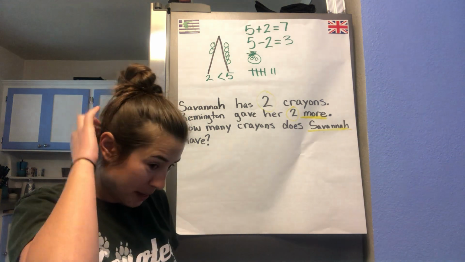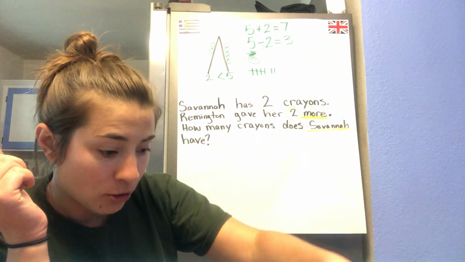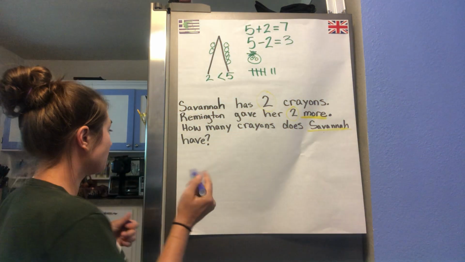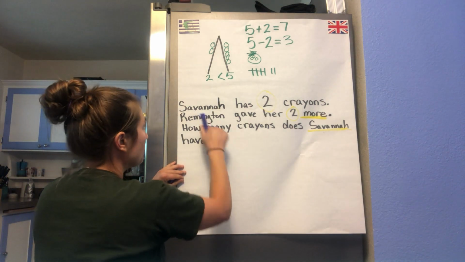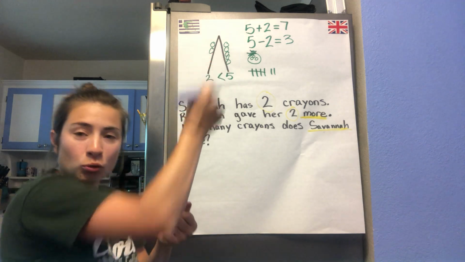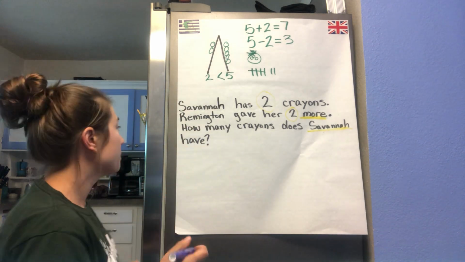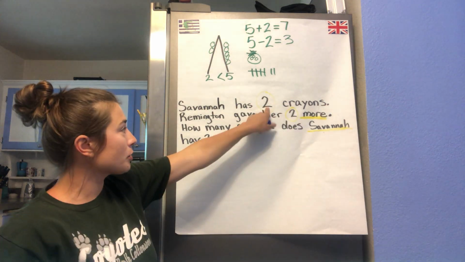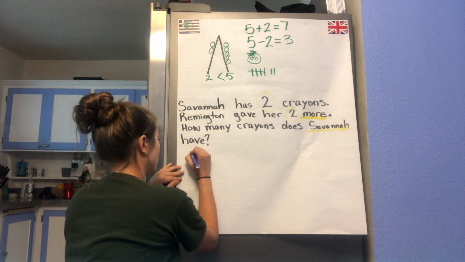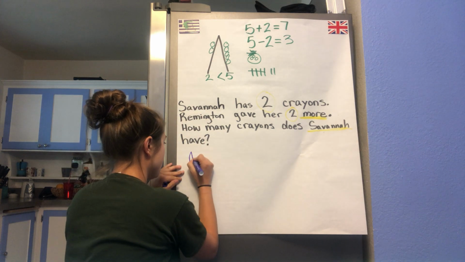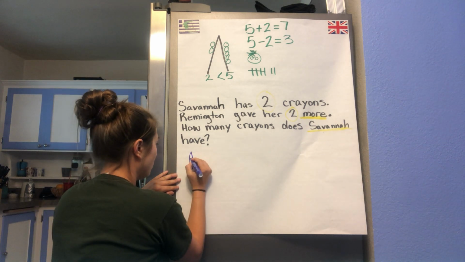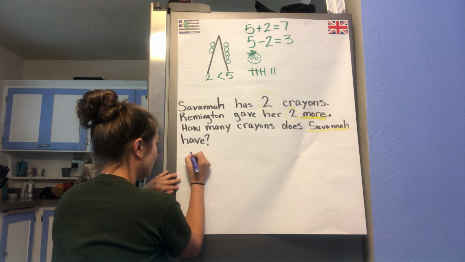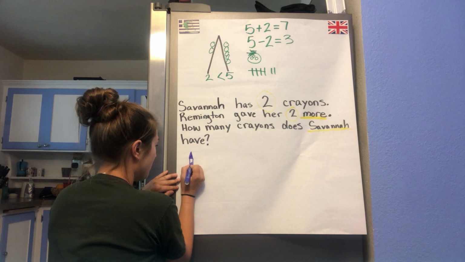I'm going to start with my picture. I guess I'll draw purple crayons. So, Savannah has 2 crayons. Remember, now it's time to pull those numbers out to make your picture. Draw your picture to help solve the problem. Savannah has 2 crayons, so we're starting with 2 crayons. Okay, we'll just do this. It's a purple crayon. P for purple.